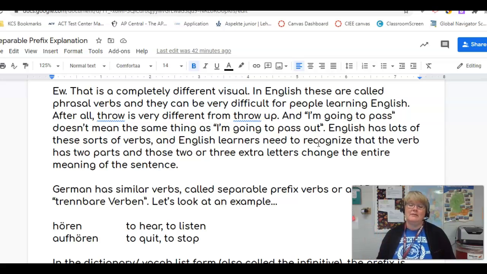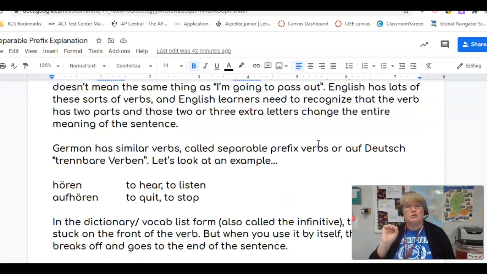German has something very similar. They're called separable prefix verbs, or auf Deutsch, trennbare Verben. Separable verbs. Okay, so separable prefix verbs. Let's look at an example here. We know the verb hören. Hören means to hear or to listen. Aufhören has nothing to do with hearing or listening. Aufhören is to quit or to stop.